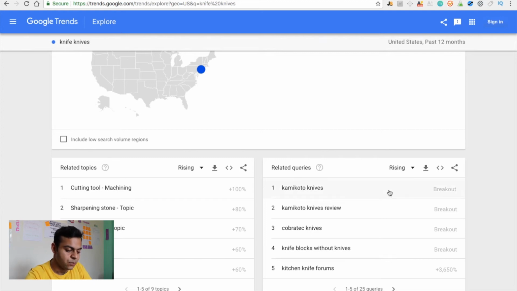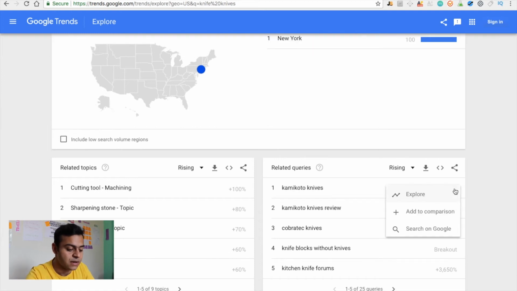So yeah, what Google is now telling us is that kitchen knives is fine, but these are the top 5 related queries that people are searching on Google, which are kind of like having a breakout. Now what a breakout means is that it's having like a sharp uptrend. So if you look at this Kumiko Knives, I don't even know what this means and what product does it lead to. So what you can do over here is actually 2 things.